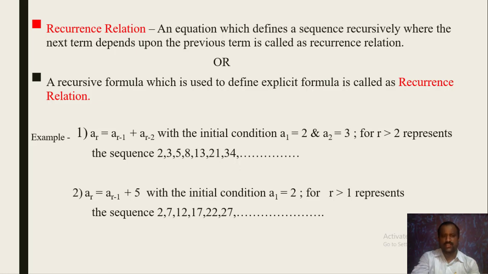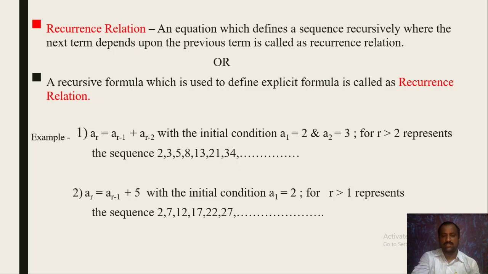If we consider another sequence, that is a_r = a_(r-1) + 5, this particular recurrence relation represents the sequence 2, 7, 12, 17, 22, 27 and so on, in which the first term a_1 is equal to 2. Again, the first term is important. If we change the initial term, then the same recurrence relation gives another sequence.